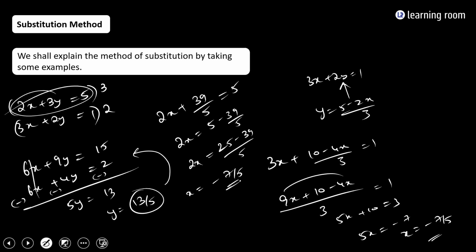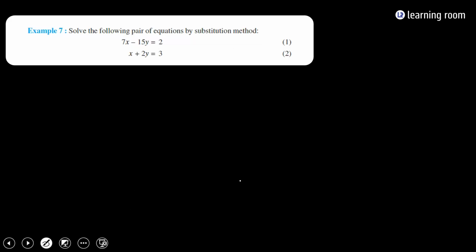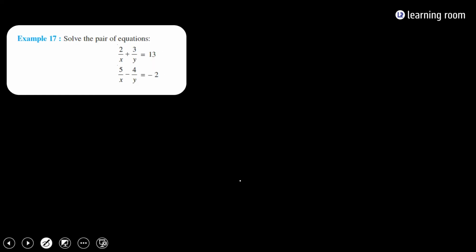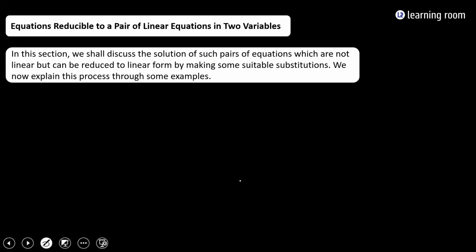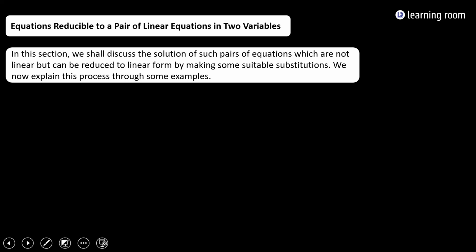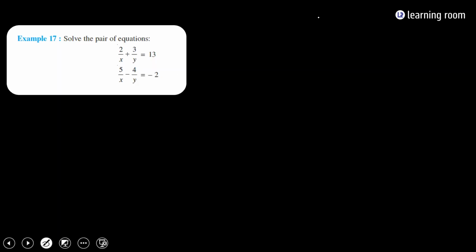Okay. So I hope you already know this. Right, cross multiplication. See, if this kind of a problem comes, how are you going to solve it? Equations reducible to a pair of linear equations in two variables. Okay. So have you seen this kind of a problem?